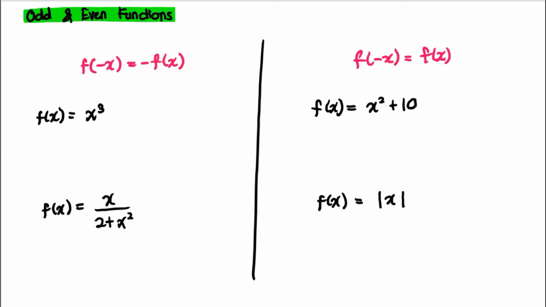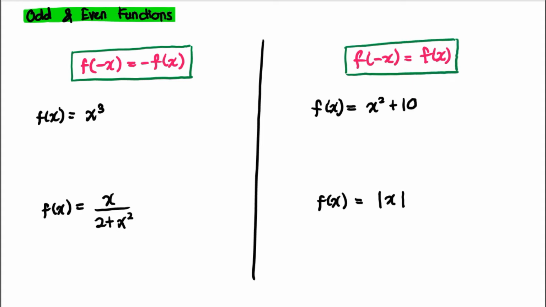We say that the function f(x) is an odd function if f of negative x is equal to the negative of f(x), but another function will be called an even function if f of negative x remains as f of x. So let's test this. How to test? Let's just replace the variable x with negative x.